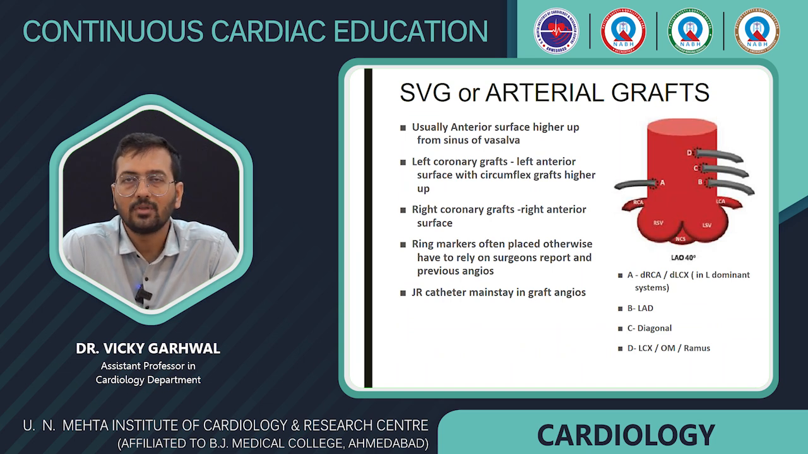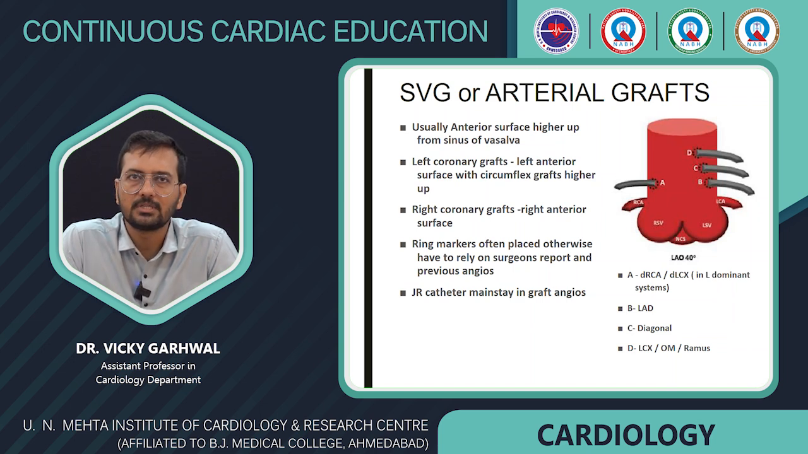Coming to how the grafts are positioned on the ascending aorta. Usually the anterior surface, higher up from the sinus of Valsalva, is chosen. Left coronary grafts, like for LAD, diagonal, LCX, are on the left anterior surface, with circumflex grafts positioned higher up. In this diagram, B is used for LAD, C is used for diagonal, and D is for LCX, OM and ramus. So LAD is positioned downside and D is for the LCX.